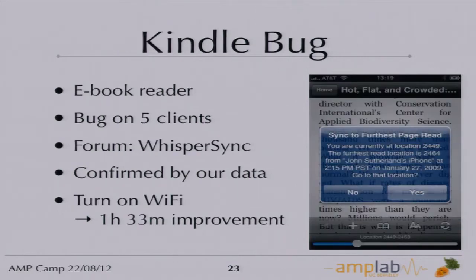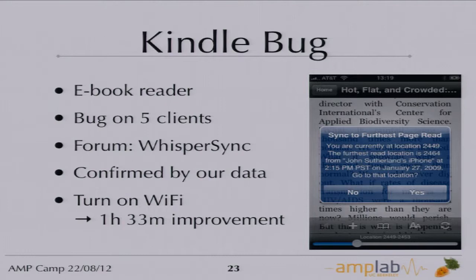We also found a bug in the Kindle app. Kindle is an ebook reader, and I think most of you are probably familiar with it. It has the feature that if you have multiple Kindle devices, it will synchronize your books and bookmarks and annotations and so on among those devices. And it uses a protocol called WhisperSync to do this.